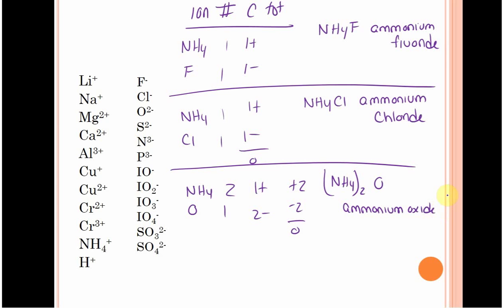oxide. If you're entering this in a discussion forum, you use Math Editor, you just make sure it looks just like this. If you're in My Open Math, what you would do is parentheses, capital N, capital H, underscore 4, close your parentheses, underscore 2, capital O.